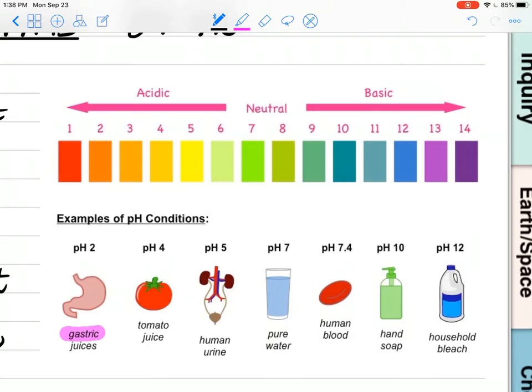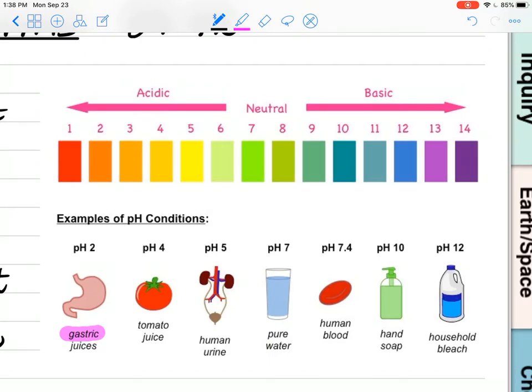So what if you move toward the high end, toward the bases? Remember, water is neutral. Your blood is almost neutral. It has a pH of 7.4. I learned 7.5, so this is a little bit less than what I've learned, but in that area, it's almost neutral. Hand soap has a pH of 10, and bleach, household bleach, has a pH of 12.